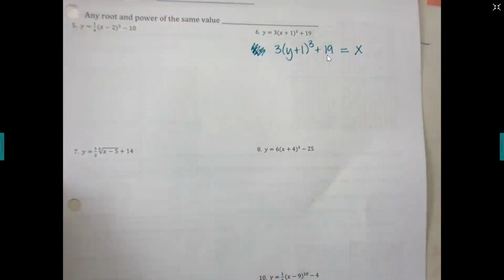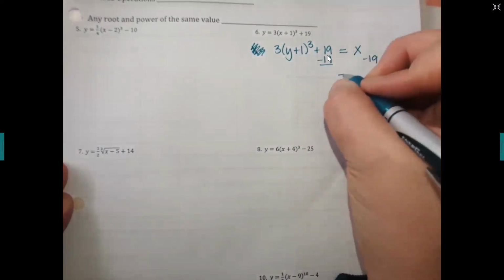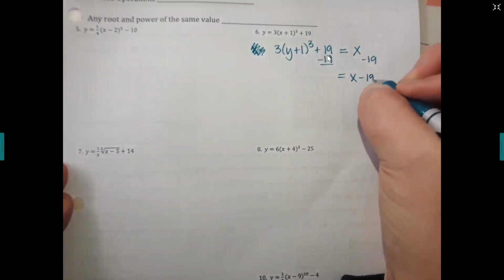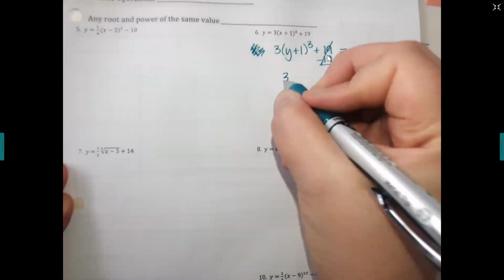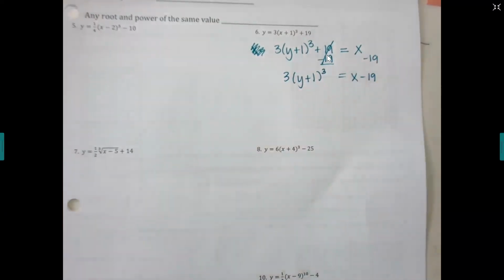The reason we have to run through a couple of these is to make sure that you remember the order for solving. What will I get rid of first? Not the parentheses. Take another guess. The 9 is going to be your next guy. It's a plus 9. How do I get rid of it? Minus 9. So now I have equals x minus 9. So I have 3y plus 1 cubed. Take a look at that. What do you guess I'm going to get rid of next?